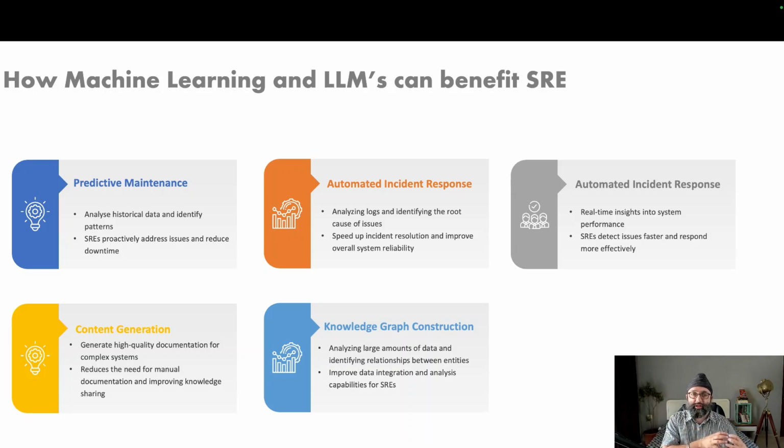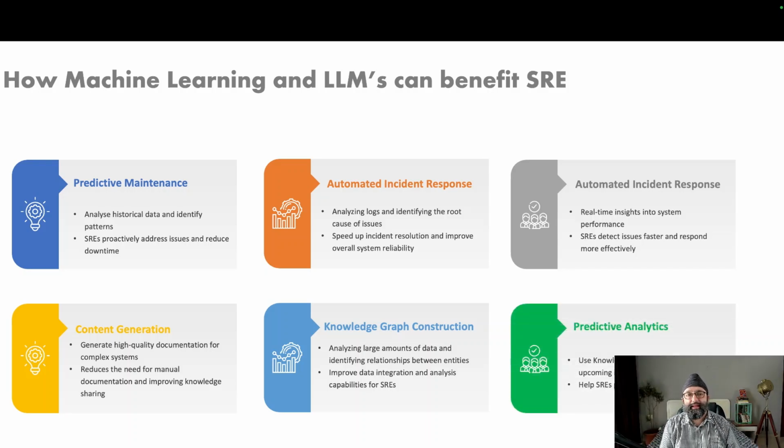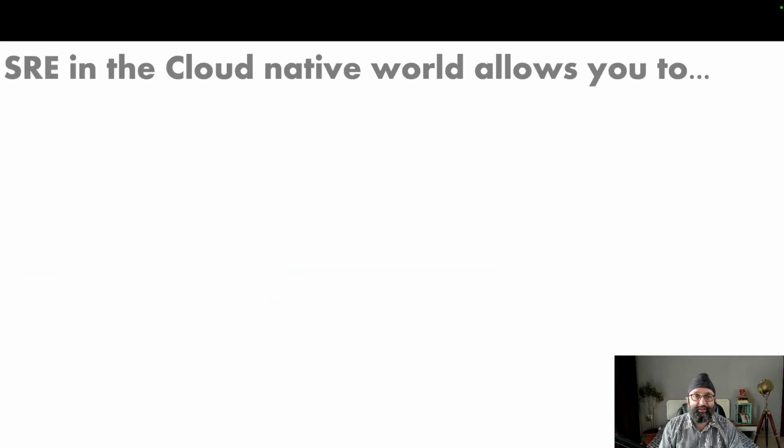And when you have content generation and it starts maturing, you can then start creating knowledge graphs, where you can analyze large amount of data and identify relationship between entities. So if this issue occurred, then this one occurred, and then it led to occurring this one. So these 3 are related. If this one is occurring today, let me check the other 2 as well. And then finally, from predictive maintenance to predictive analytics, where we can use these knowledge graphs to predict upcoming issues. So that's how an SRE in the future will be able to use machine learning and LLMs.